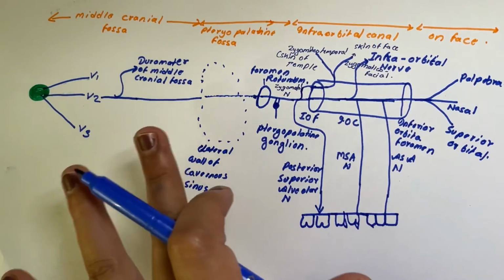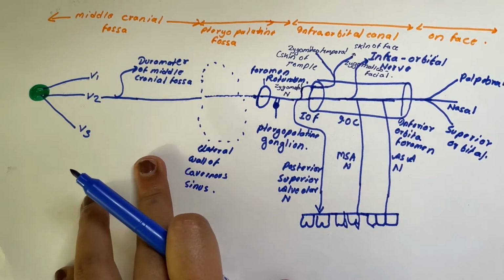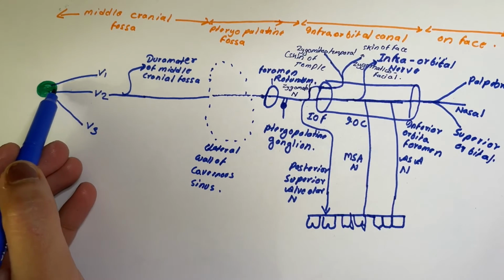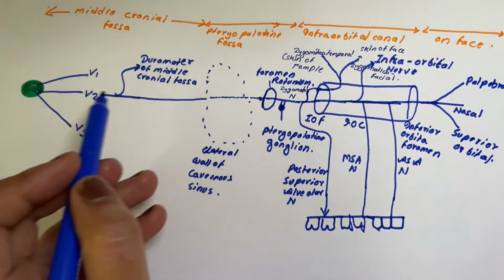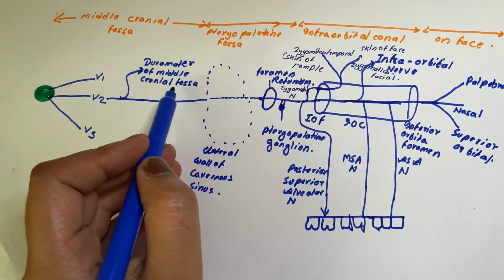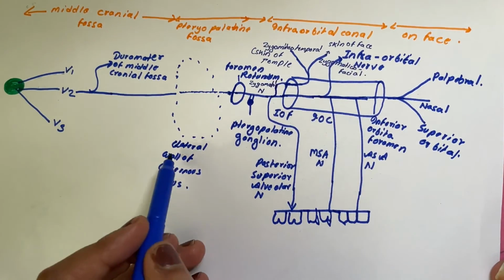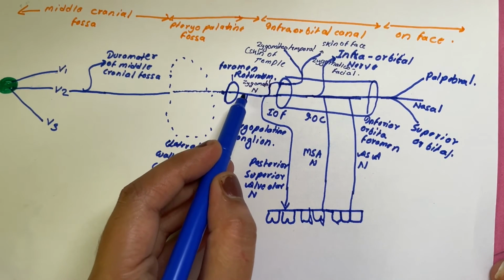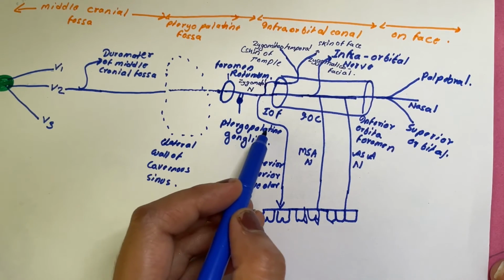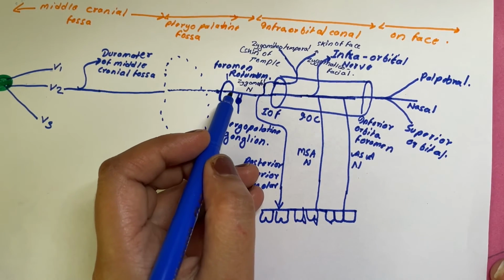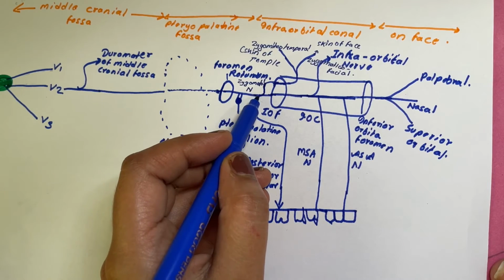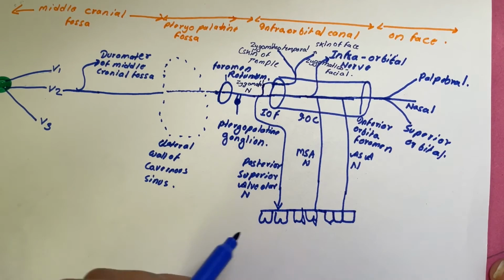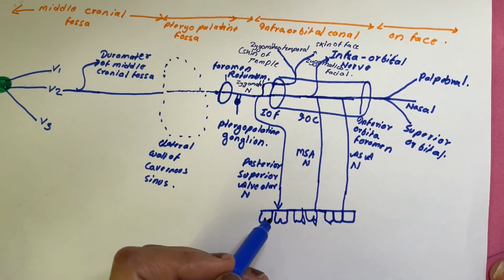Now let's summarize all the things about the maxillary branch of the trigeminal nerve. As the maxillary branch exits from the trigeminal ganglion, it supplies the dura mater of the middle cranial fossa, and it crosses through the lateral wall of the cavernous sinus, and it passes through the foramen rotundum and gives one ganglion named the pterygopalatine ganglion. And after passing through the foramen rotundum, it gives one branch, the posterior superior alveolar nerve, which supplies the palate and the posterior teeth.